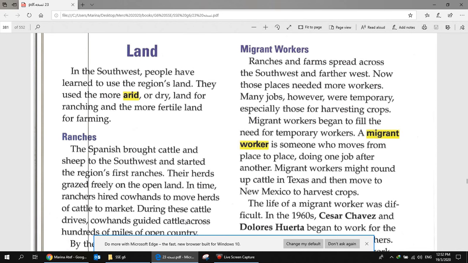Please write it down. You can take your time. Pause the video and try to write the second term. Your homework today is to study this lesson and study the key terms that you write. Okay. Migrant worker is someone who moves from place to place, doing one job after another.